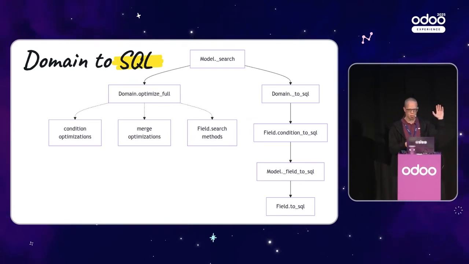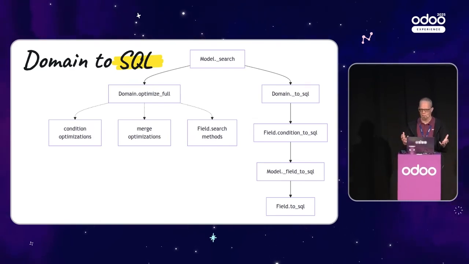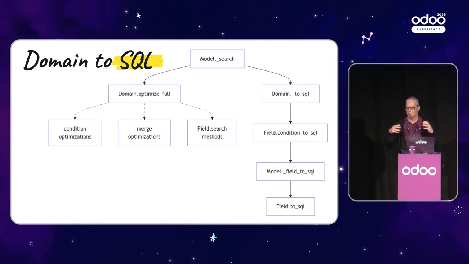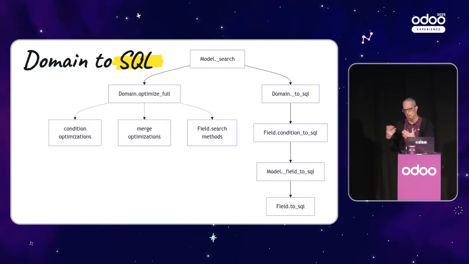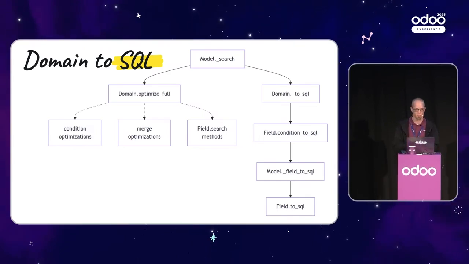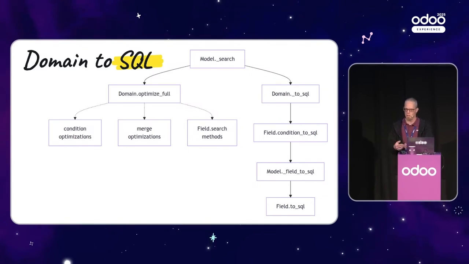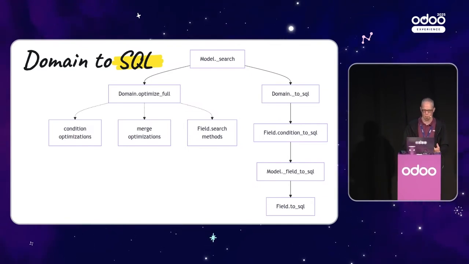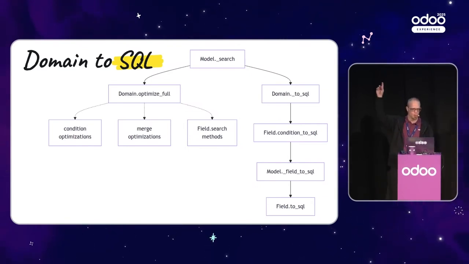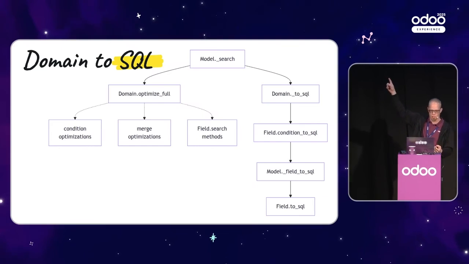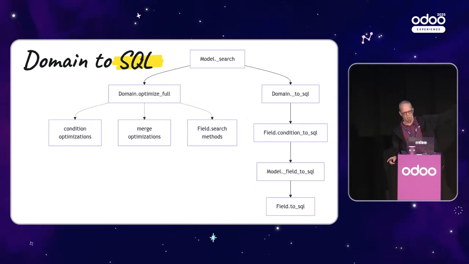And so this is the call graph when you want to convert such a domain, or you pass a domain to underscore search, to the method search, and how search transforms that domain and generates SQL on top of it. So it first calls the optimization function, and then the toSQL function.